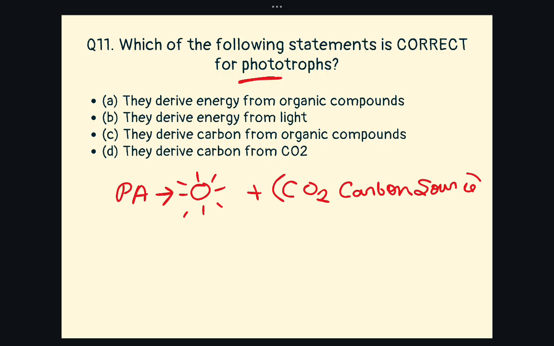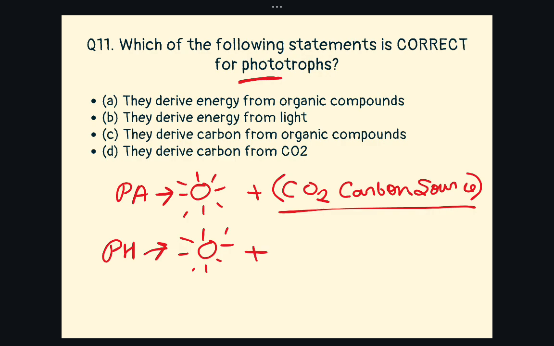Now I am talking about photoautotrophs. Now let's move on to photoheterotrophs. I am denoting it as PH. They'll obviously use light. The sun represents light. And for carbon source, they depend on organic compounds. So now here they are asking you about phototrophs. Photo means they derive their energy from light. So the correct option is B.